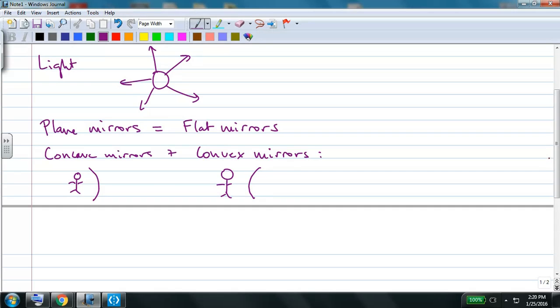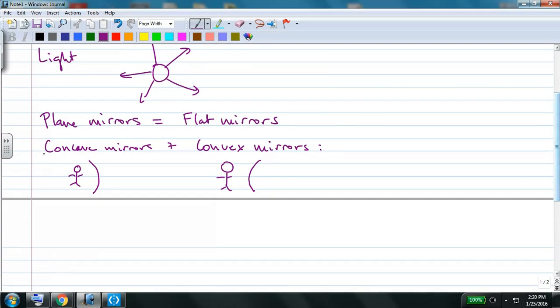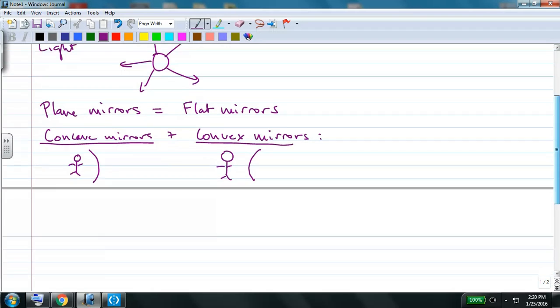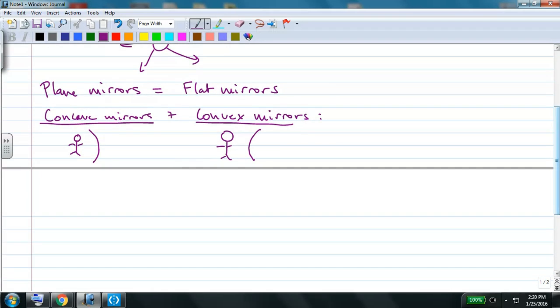Okay? And these kind of mirrors that we're going to be talking about today follow a lot of the same rules as plane mirrors. There's something called the law of reflection that I'll come back to. But what they do is they behave differently based on where the object is.